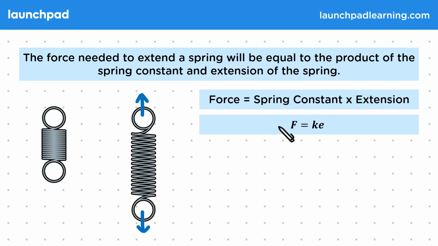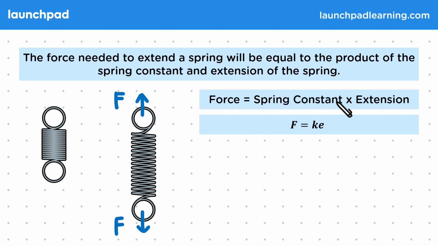In symbol form, this is F equals K times E. Here, F is the strength of the force we apply to the spring. Usually with extensions, the two forces applied will have the same magnitude. So F could represent either of these forces. In an exam question though, it will always be clear what value to use for F in this equation.